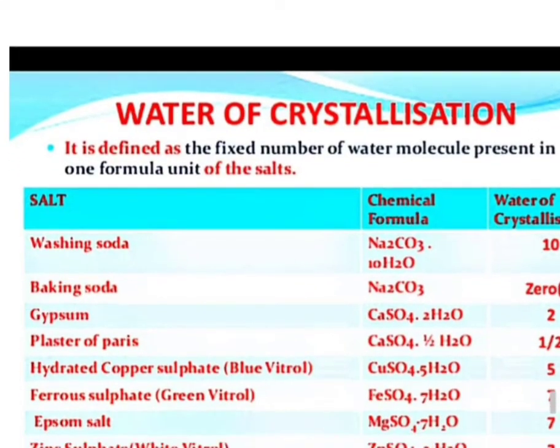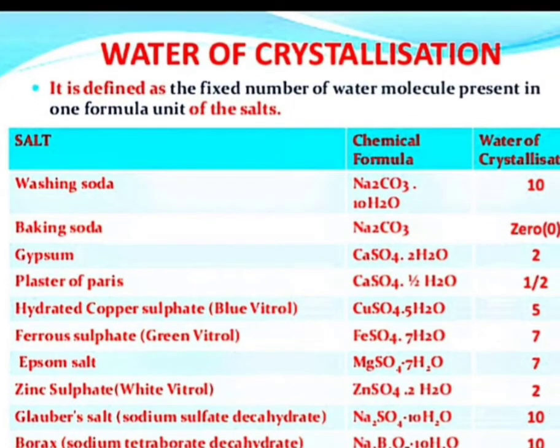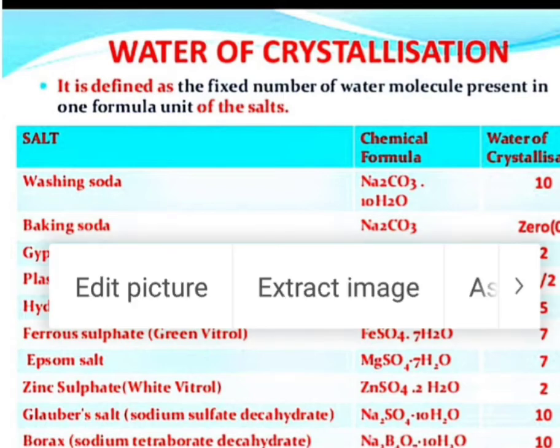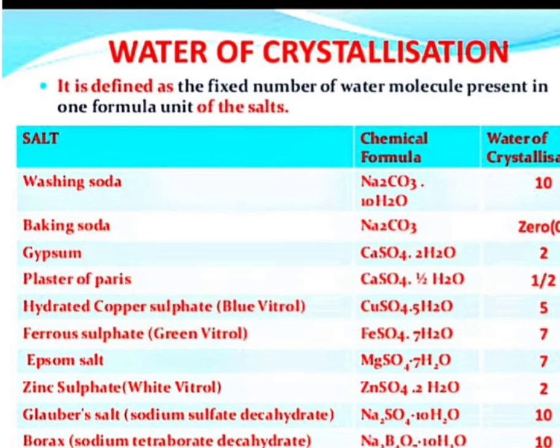So these are some of the important salts that have water of crystallization, like washing soda. Formula is Na2CO3.10H2O. You can see it has 10 water of crystallization. Baking soda is not crystallized. It does not have water of crystallization. Gypsum, CaSO4.2H2O, has 2 water of crystallization. Plaster of Paris, that is CaSO4.1/2H2O, so half a molecule of water is there. Hydrated copper sulfate, known as blue vitriol, is CuSO4.5H2O, it has 5 water molecules.